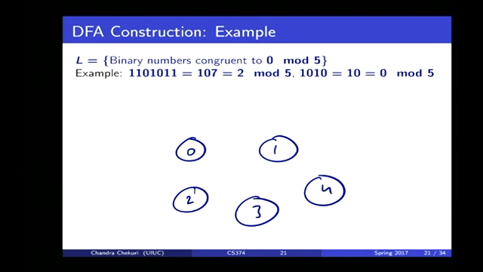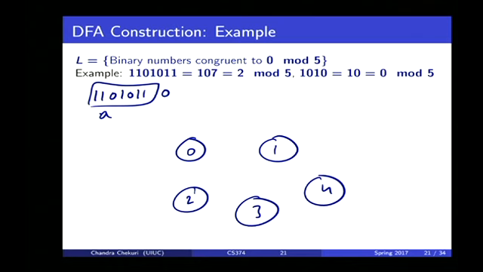Why? Suppose I saw, let's say, the string 1, 1, 0, 1, 0, 1, 1. I saw this long string, and I only know that, whatever I saw, the remainder was 2 mod 5. And then the next bit is 0. What is the new number? Well, I don't know the new number, but what do I know about that number? If this represented the number A, and I put 0 here, what is the value of that number?